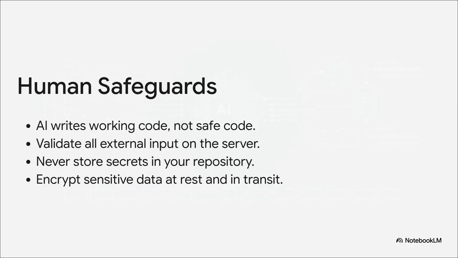And honestly, this is exactly why your human judgment is entirely irreplaceable. Listen, AI writes working code. It does not inherently write safe code. Security is that requirement nobody asks for until your weekend prototype collapses in production and exposes user data at 2 in the morning. It is entirely up to you to ensure your AI runs thorough audits, that you never commit secrets to your repository, and that all sensitive data is properly encrypted. You are the final safeguard here.